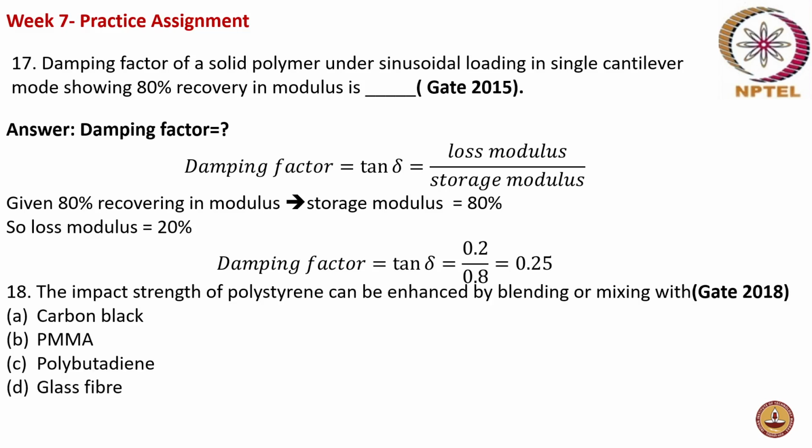Next, the impact strength of polystyrene can be enhanced by blending or mixing with carbon black, PMMA, polybutadiene, or glass fiber? How can you increase the impact strength of polystyrene? This is again a GATE question. This was asked in GATE 2018.